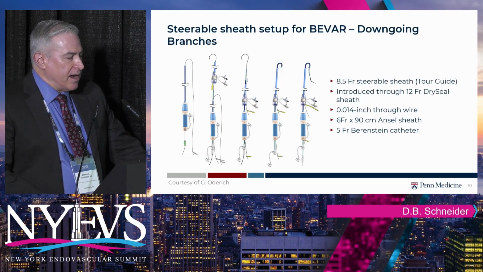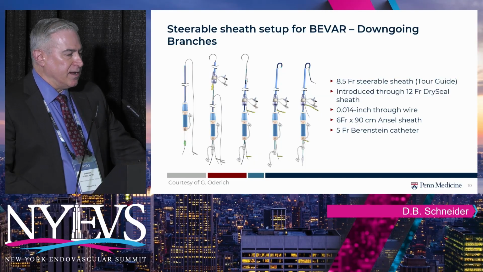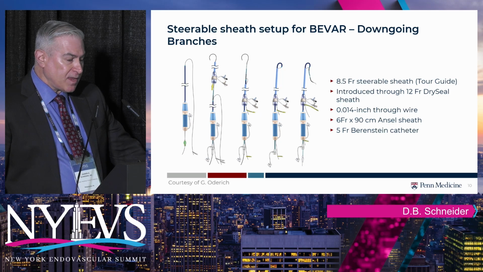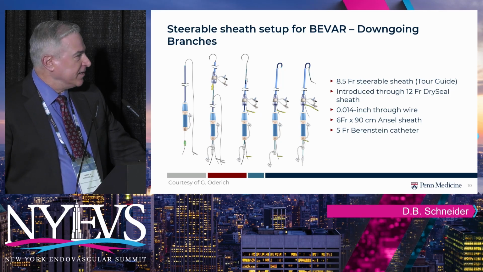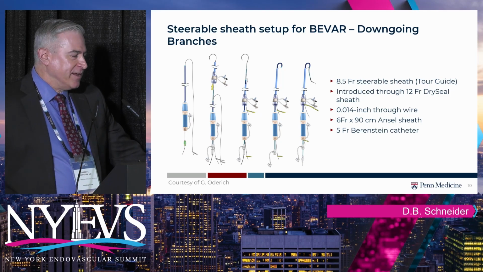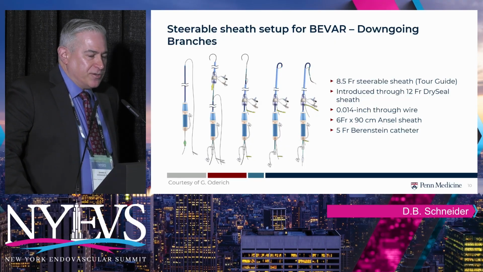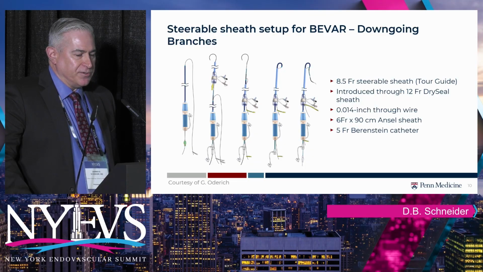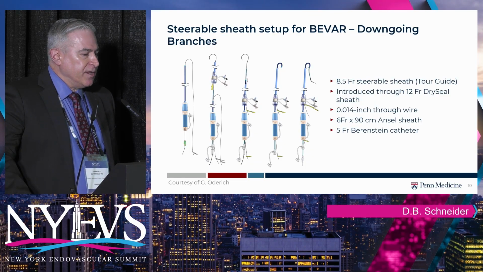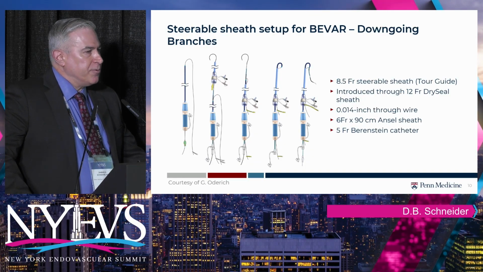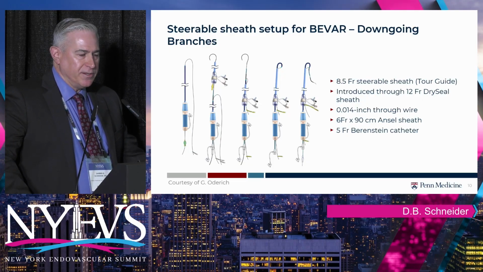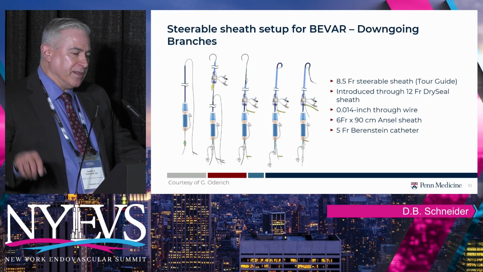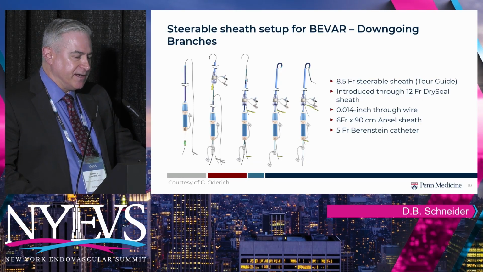This is the technique that I use for accessing branches when doing BVAR coming from a femoral approach. These are some illustrations from Gustavo Oderich. He has a great illustrator that I don't have, but I use the same technique. We use an 8.5 French steerable sheath, usually a TourGuide. It's introduced through a 12 French DrySeal sheath. We have a .014 through wire that supports that steerable sheath so that you have a really secure foundation so that you can really advance things into the downward going branches.